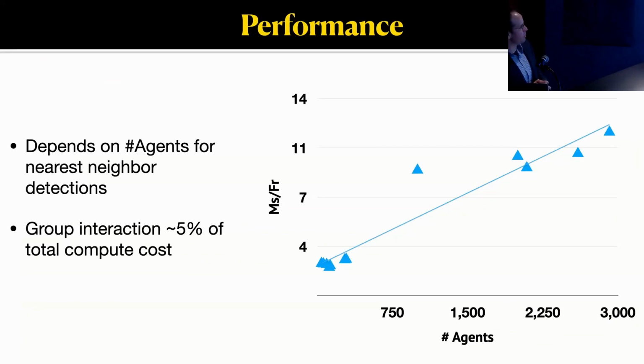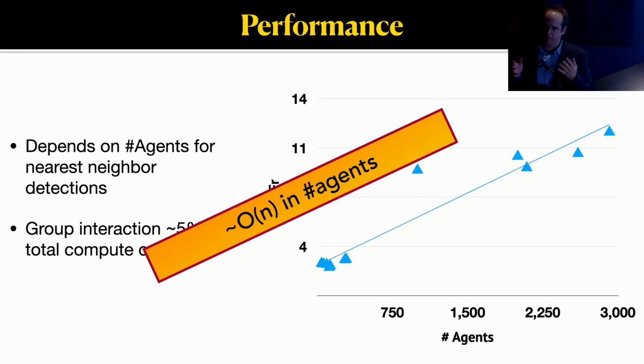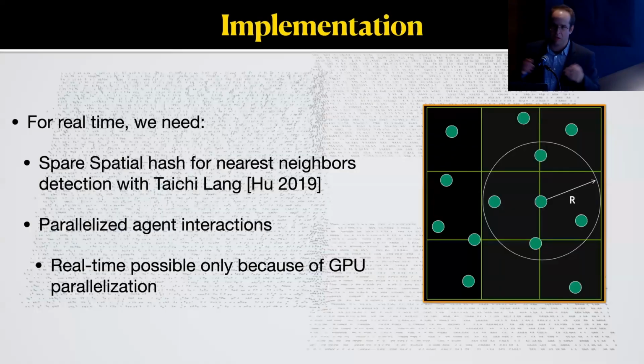If we look at the performance, it's linear in the number of agents, and you would expect that because of what we actually do behind the scenes. You would think that pairwise agents is an n squared problem, but no, it's linear because we have a nice spatial hashing algorithm which is fast on the GPU. It's basically a radix sort, but very fast. If we didn't have a GPU, it would maybe be fast for hundreds of agents, but not more. It's real time only because of the GPU.